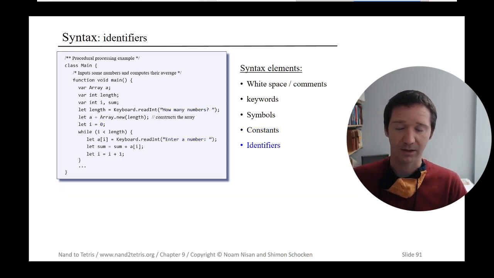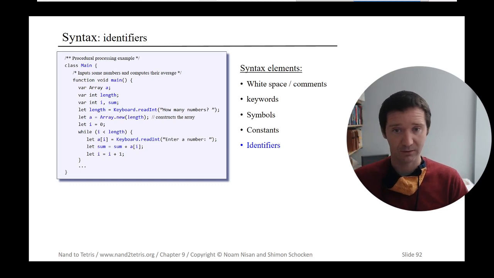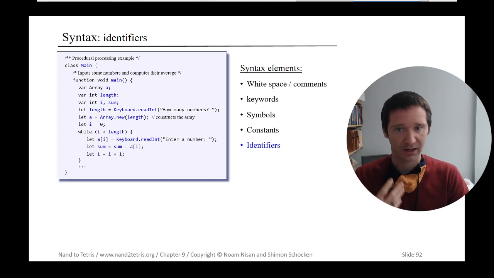Yes, and by the way, integers can be negative numbers as well. Then we also have identifiers. So these are different from what we talked about. These are going to be things like variable names, function names, class names. These are symbols that take on meaning for the language that can change.